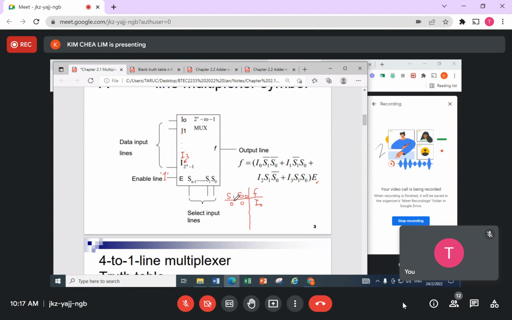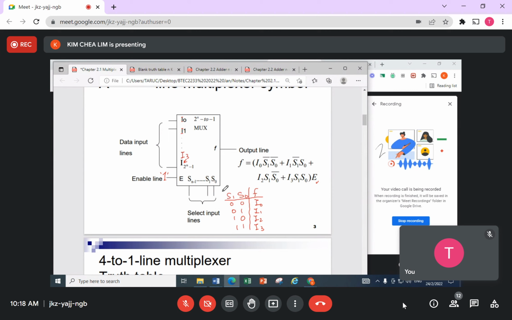Next, if I change my selector input to 0, 1, then whatever the condition, whether logic 0 or logic 1, at this I1 will appear at my output F here. Subsequently, change again the selector input, then you find that the I2 condition will appear at the output, and lastly this one will pick I3. So this is a simplified truth table for my 4-to-1 multiplexer.